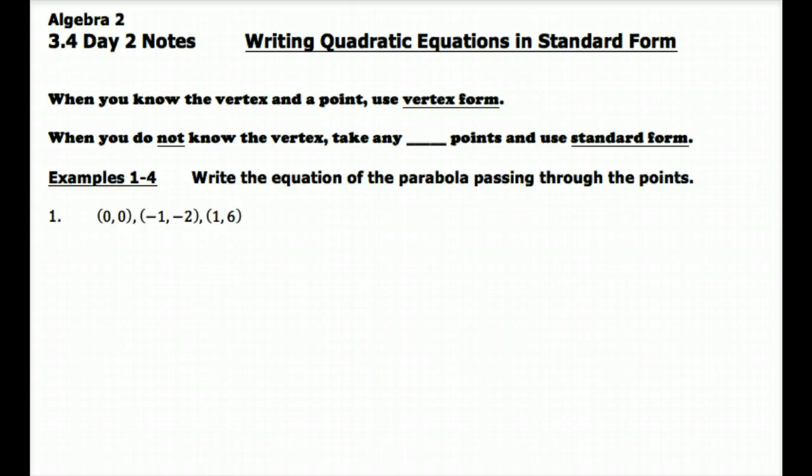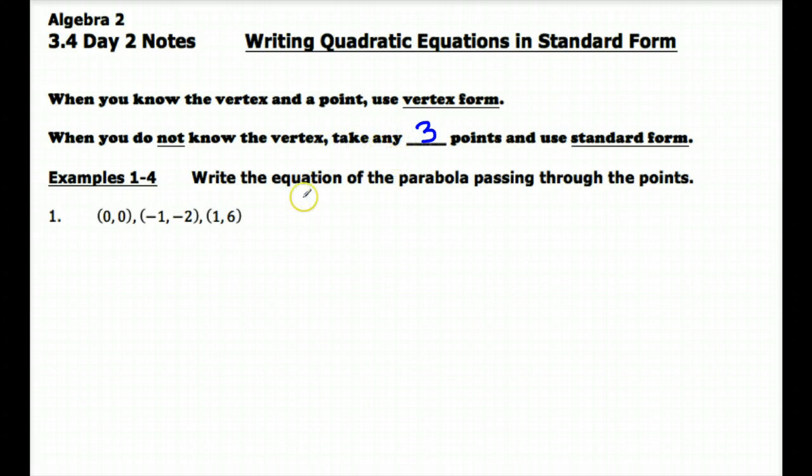So the basics are, if you know the vertex and a point, then you're going to use vertex form to write your equation. If you do not know the vertex, then you're going to use standard form, and to do that, you need to take any 3 points. You need 3 points if you don't know the vertex, and that's going to enable you to use standard form.